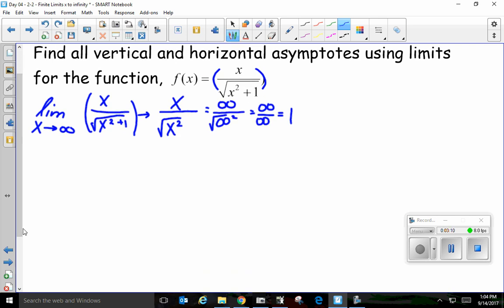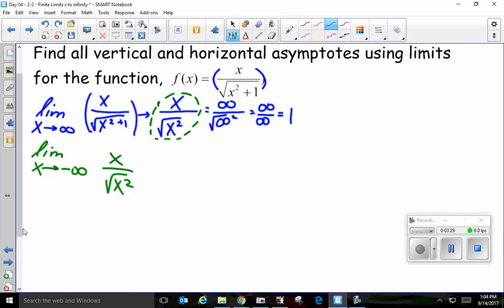Now let's try negative infinity. So if I do the same thing here, I do the limit as x approaches negative infinity. And let's get right here, because we're going to get here anyways. We have x over the square root of x squared. You say, well, that simplifies to 1. That should still be 1.